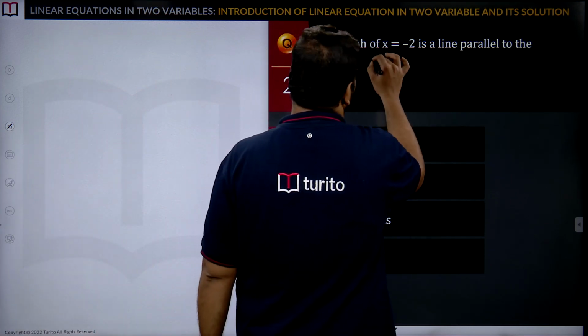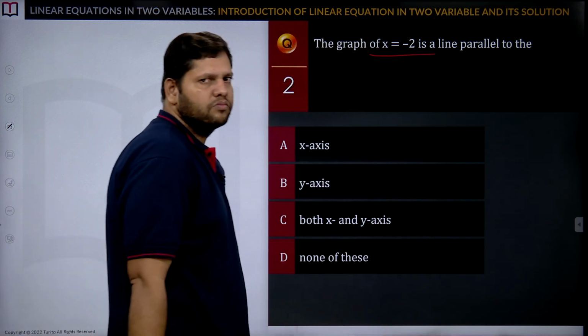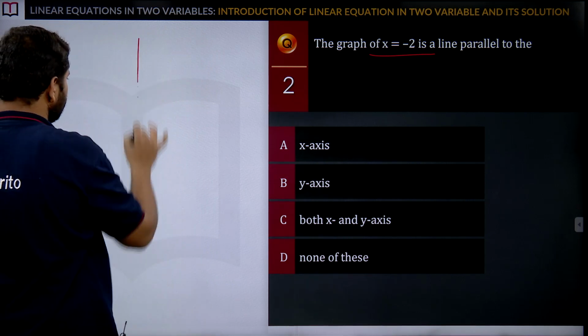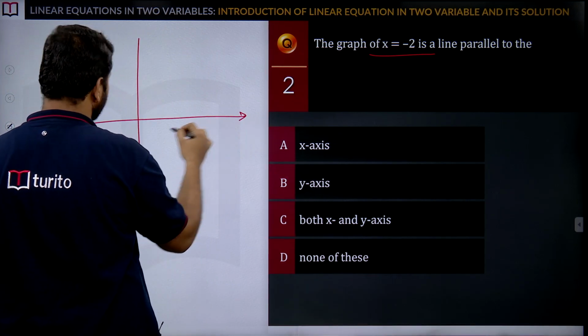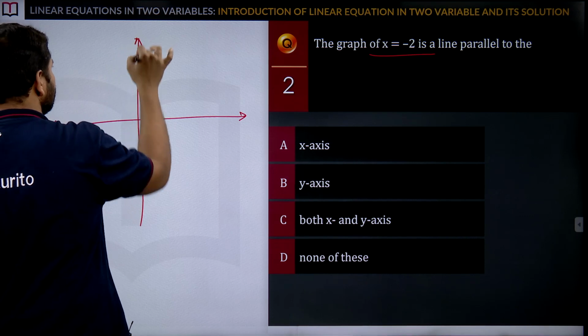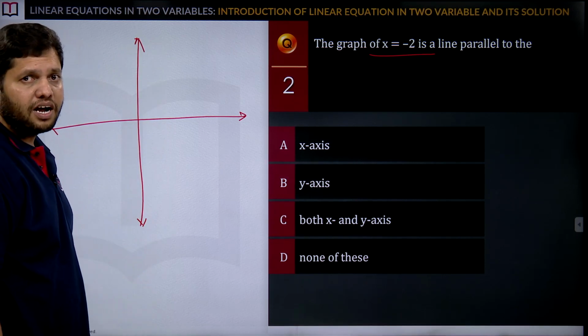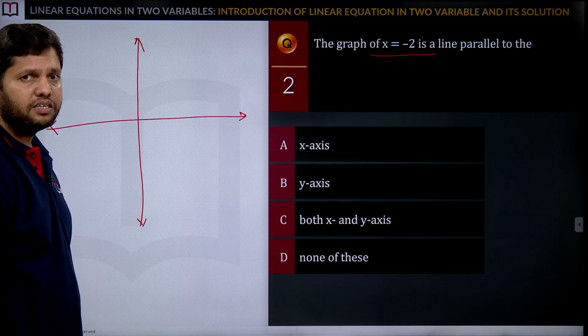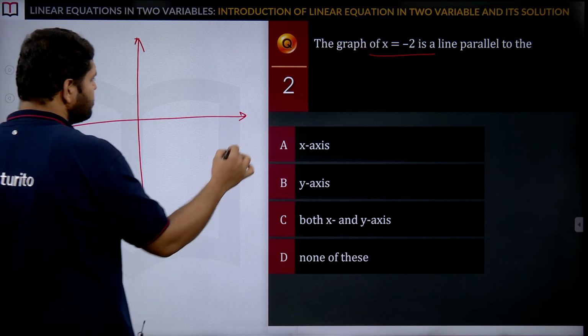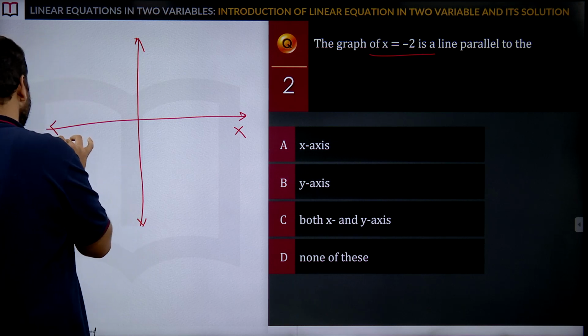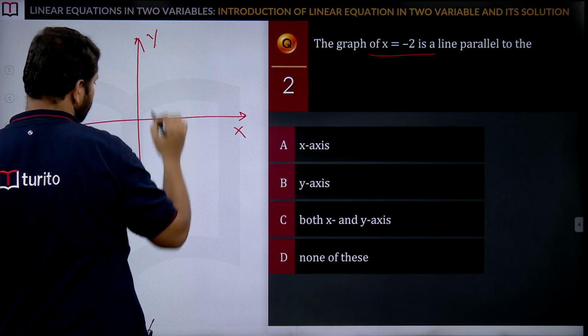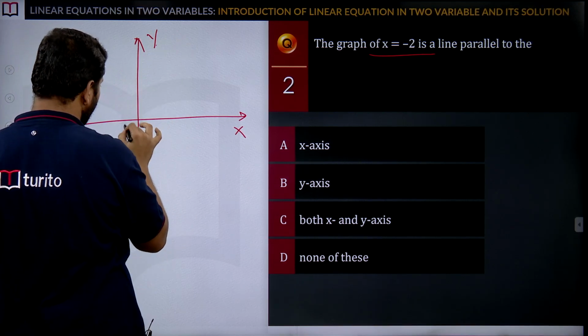Now, children, let us see the second question. The graph of the equation x is equal to minus 2. Children, listen here. So this is what? A Cartesian plane. Children, do you know what is a Cartesian plane? You already learned in the previous class, in the 9th class, Cartesian plane or Cartesian system, isn't it? So we can say this horizontal line is called the X-axis. So it is X and X dash. And this is, we can say, Y and Y dash. So it is called origin.